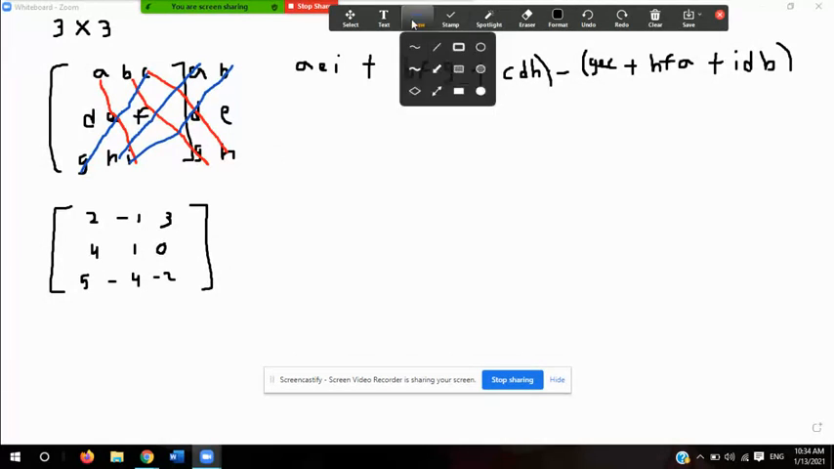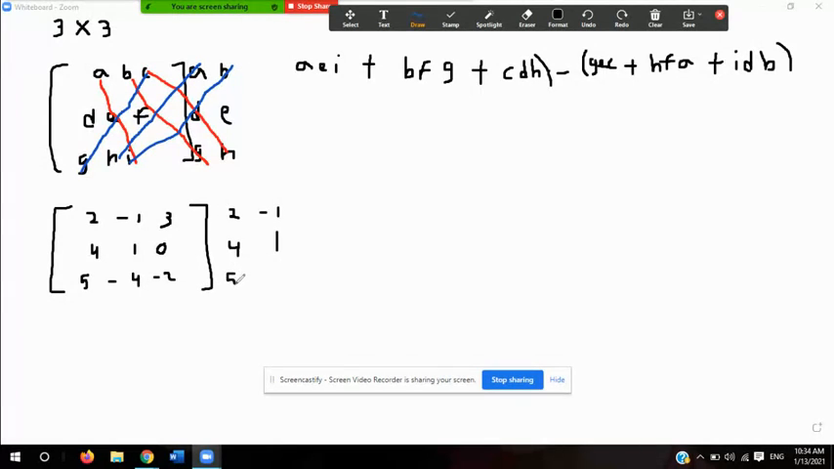Now, in order to find the determinant, I need to add 2 columns to the right of this matrix. So I'm going to say 2 and negative 1, 4 and 1, and 5 and negative 4. Okay. And now that I have the other 2 columns, it is going to be very easy for me to find the determinant of this matrix. Today's class is pretty short and sweet.